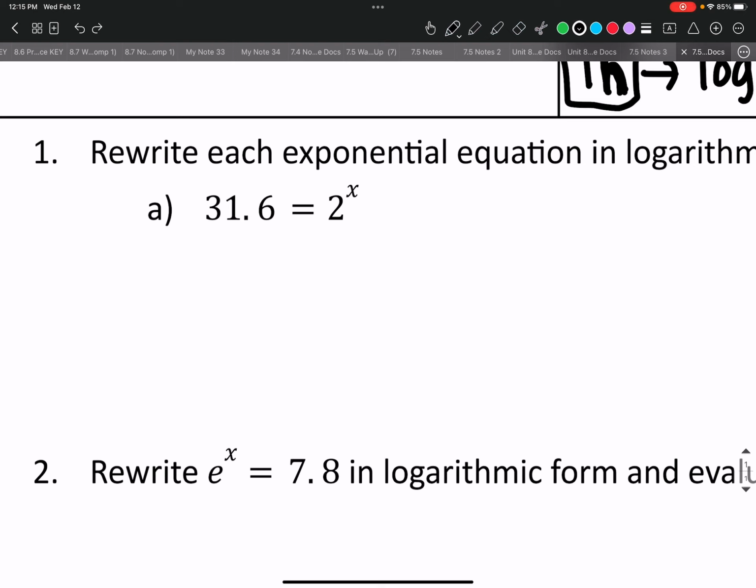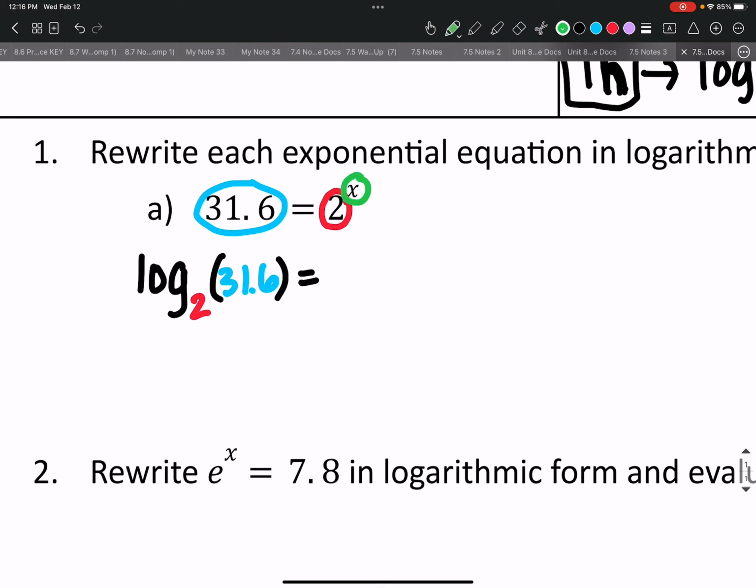So what I want to do is rewrite this in logarithmic form. So I'm going to write log, L-O-G, and I'm going to decide what's my subscript, what goes inside, and what goes on the other side. My subscript should always be my base, so 2 should be there as my subscript. Inside of the logarithm, I should always put my answer. This is my answer to the exponential equation that I have. So 31.6 goes there, and that is equal to my exponent. A logarithm is always going to be equal to an exponent, and my exponent here is x.